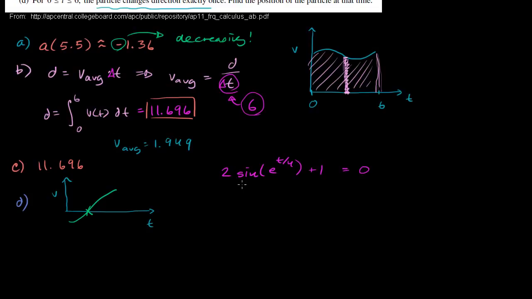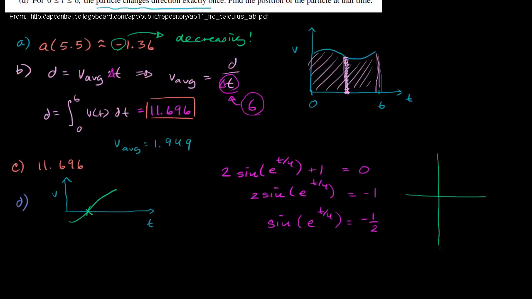We can subtract 1 from both sides. You get 2 sine of e to the t over 4 is equal to -1. We can divide both sides by 2. You have sine of e to the t over 4 is equal to -1/2. And we can use a calculator here, or we could just think about it in terms of the unit circle, which I always like to do. If you're short on time, you might want to use your calculator.